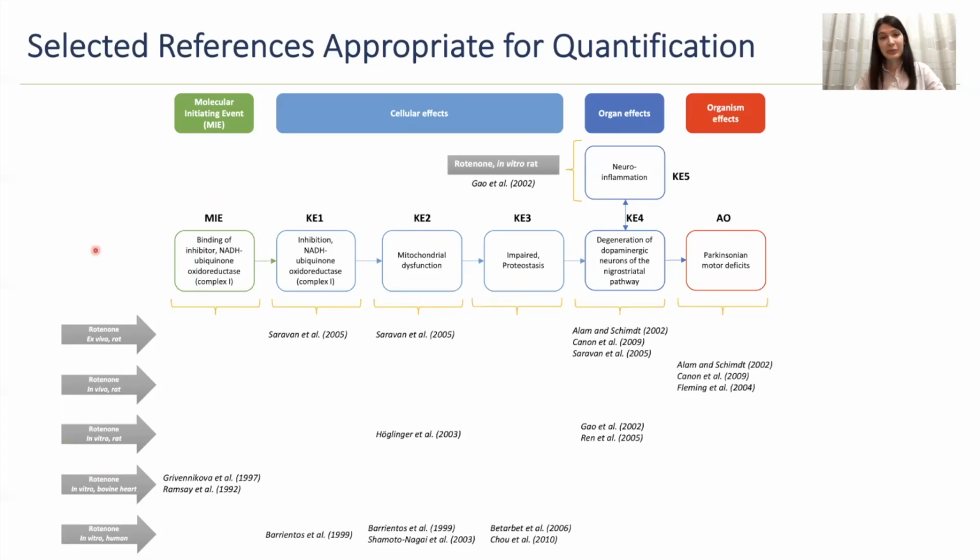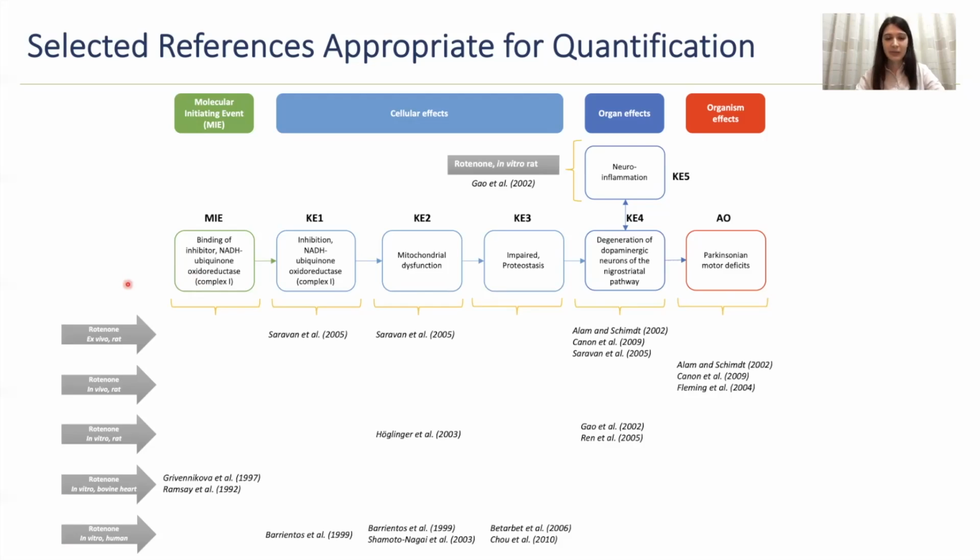Therefore, there is an opportunity for the use of human induced pluripotent stem cells. There is also an opportunity for the development of a battery of in vitro tests that can allow us to evaluate this biological path for rotenone and other compounds that bind to complex 1.